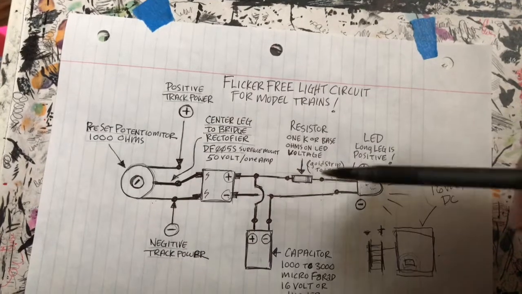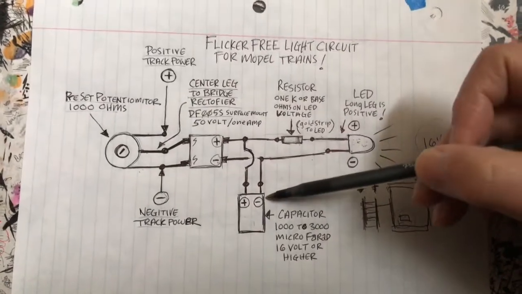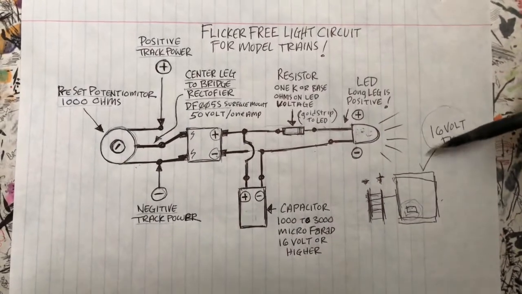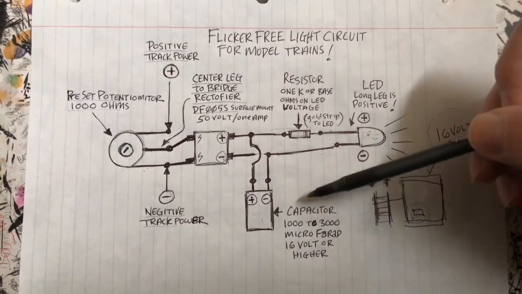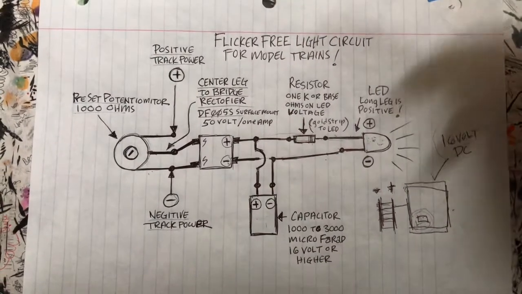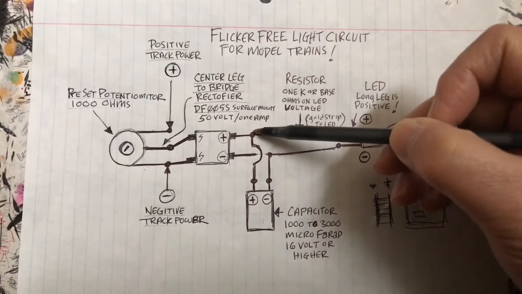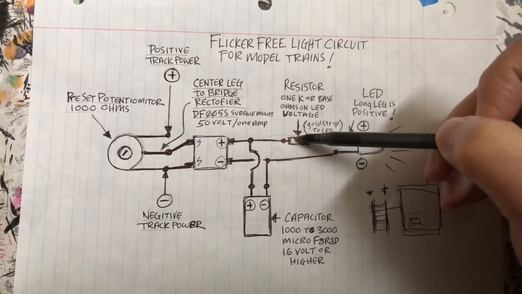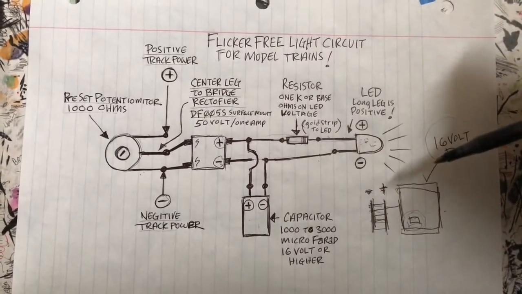Now, to keep the LED from flickering during bad continuity, we want to add a capacitor. You need a capacitor that can handle at least 16 volts because your output here is 16 volts. A nice large capacitor of 1,000 to 3,000 microfarad will be able to power this LED long enough for most instances of dirty track. And it's a simple matter of, again, connecting negative to negative and positive to positive. The one thing you do want to do, though, is make sure that you connect your capacitor prior to your resistor. And that's pretty much it. That's our flicker-free light circuit.